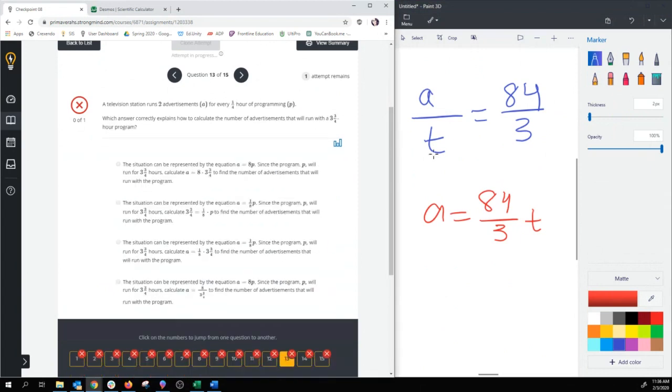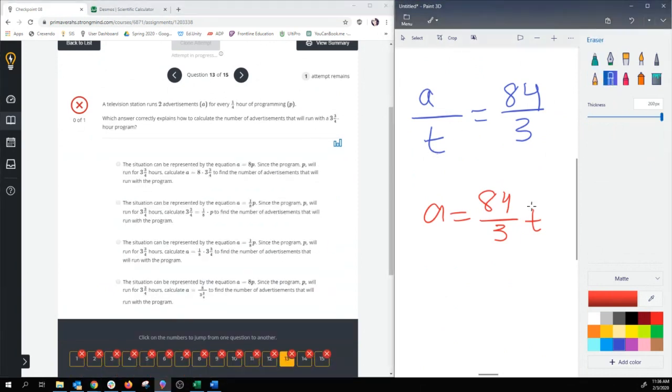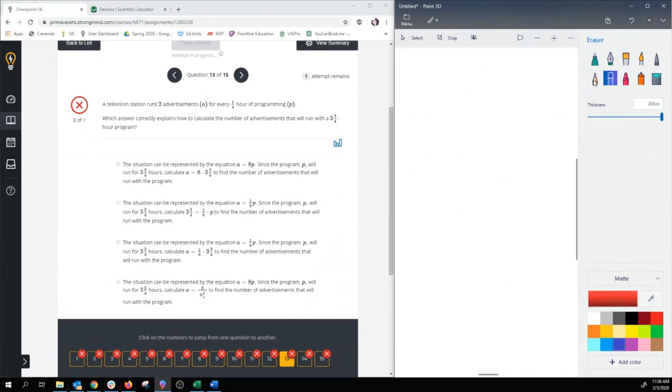Next one. A television station runs 2 advertisements, A, for every 1/4 of an hour of programming. Which answer correctly explains how to calculate the number of advertisements that will run with a 3 3/4 program hour? Oh geez, these answer choices just look really not fun. It'd be much easier if they just asked you for the answer.